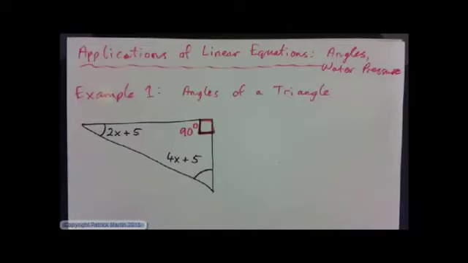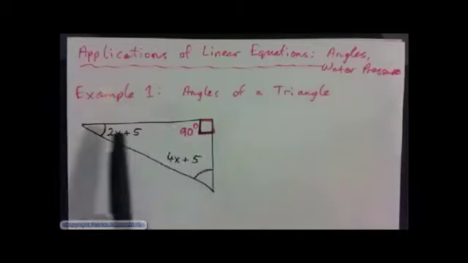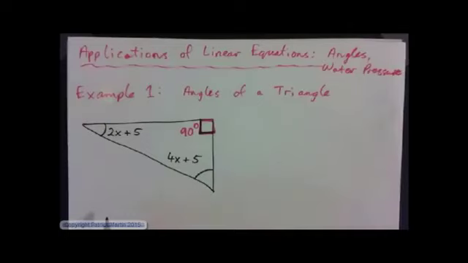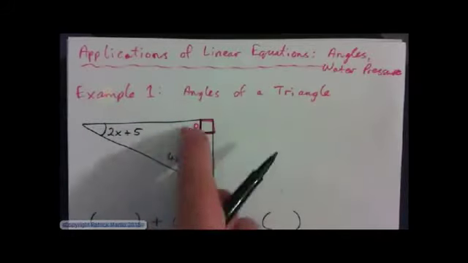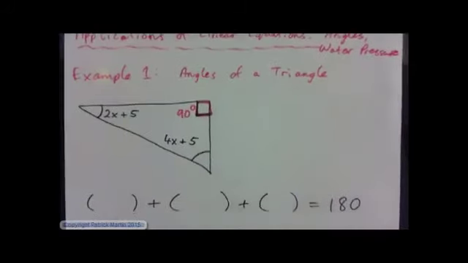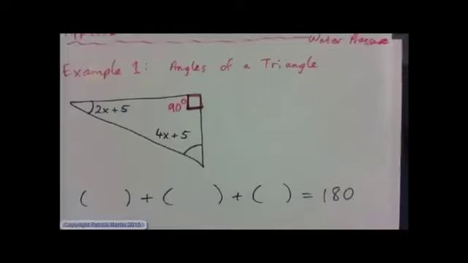Your house should have lots of 90-degree angles in it, like where the wall joins the floor. The other thing you need to know is, if you add up all the angles of a triangle, they make 180 degrees. So if you add this angle, this angle, and this angle, these three angles together, you'll get 180 degrees. And that is how we set up the equation. We add the three angles together to get 180 degrees.